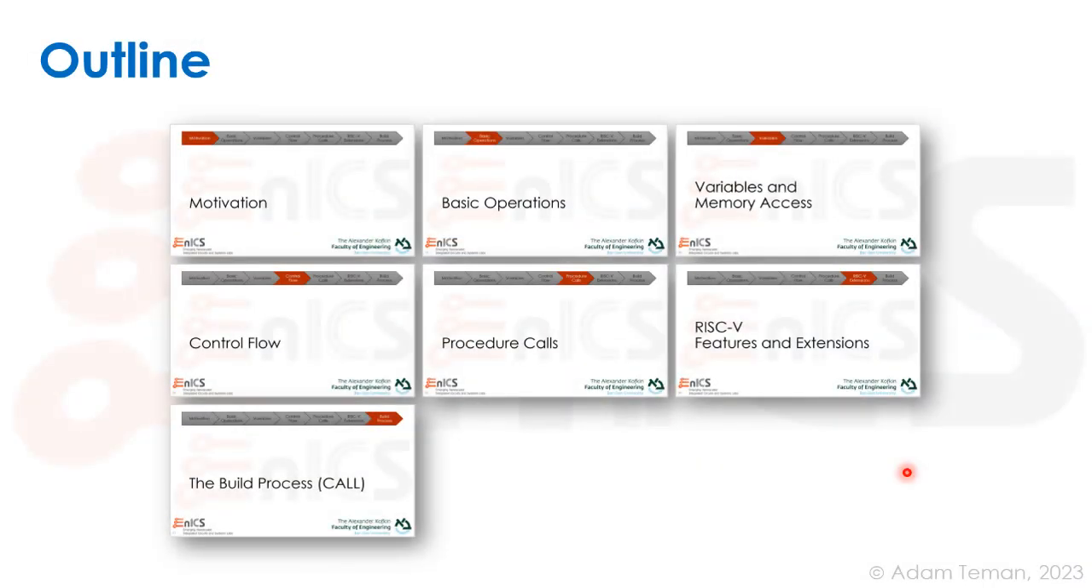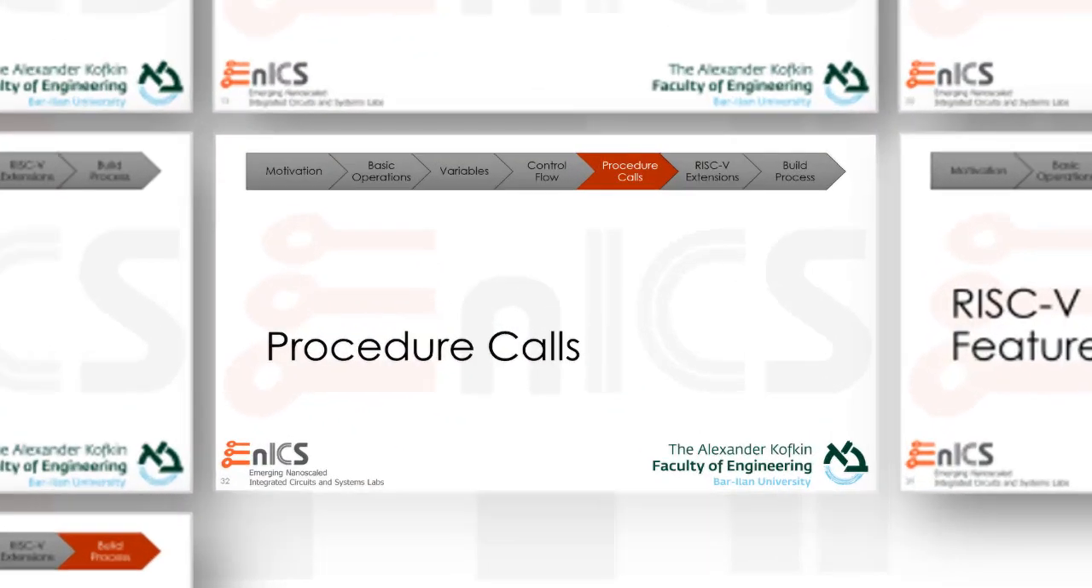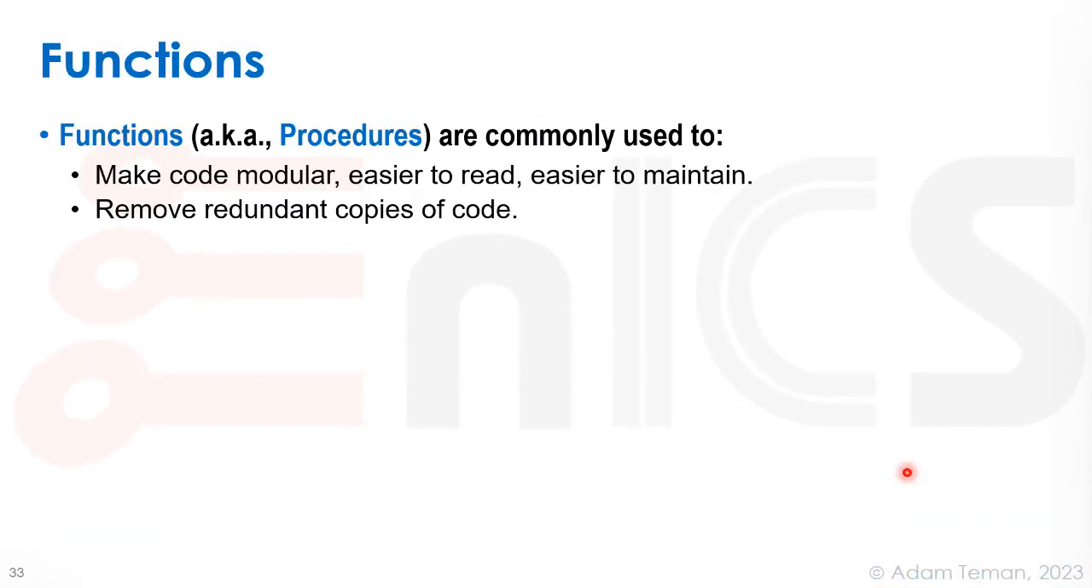Now that we've discussed control flow, we can move on to procedure calls. When we say the word functions, they're also known as procedures. Usually at the ISA level, we discuss them as procedures, versus at the high level language, we call them functions. They're commonly used to make code more modular, easier to read, easier to maintain, and they're also used to remove redundant copies of code.